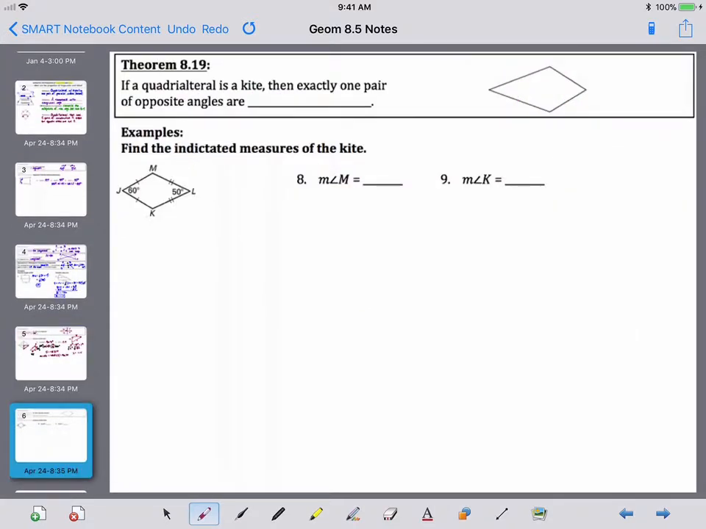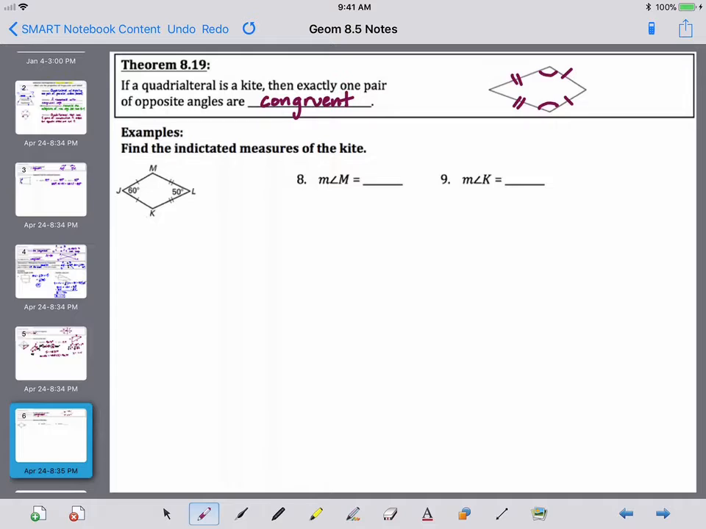Your last theorem in this lesson, again, is dealing with kites. If you have a quadrilateral that is a kite, so suppose we have this kite over here, it turns out that exactly one pair of opposite angles are congruent. And it's probably pretty clear just by looking at the picture that it would be these two angles, the opposite ones, that are congruent. All right, so let's use that on these two examples, example 8 and 9.